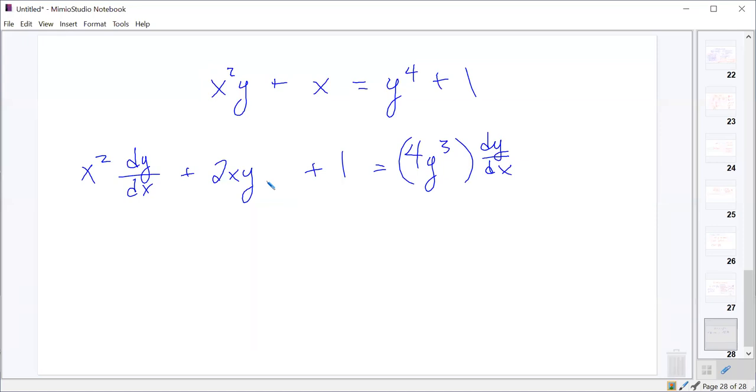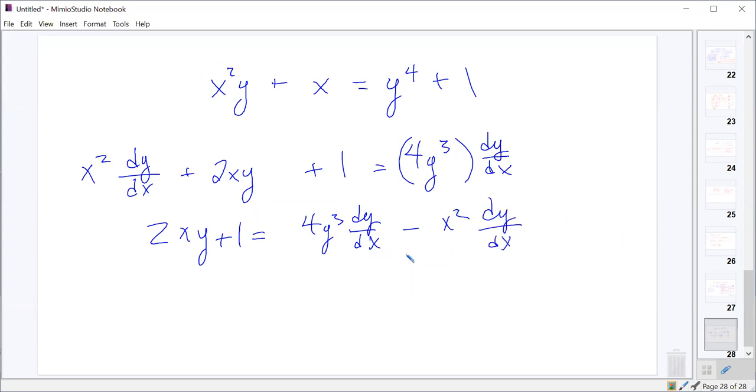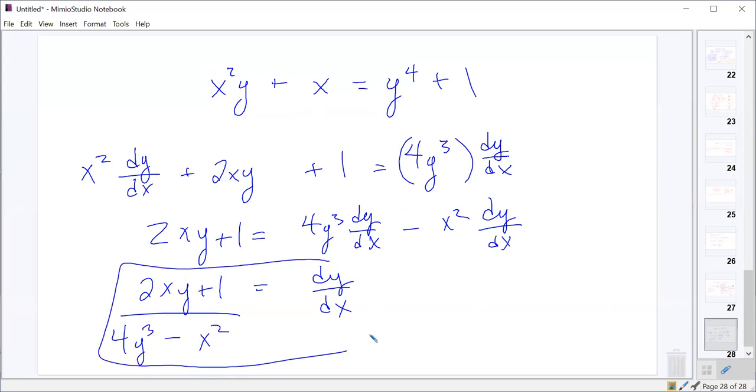Okay. Then you just need to gather all of the terms that have a dy/dx onto one side. So we'll rewrite this as 2xy plus 1 equals 4y cubed dy/dx minus x squared dy/dx. And then we'll factor out the dy/dx to get 2xy plus 1. When we take out the dy/dx, the term that's left is 4y cubed minus x squared. Well, we'll divide by that 4y cubed minus x squared and get this as our final answer. Everybody good with that?